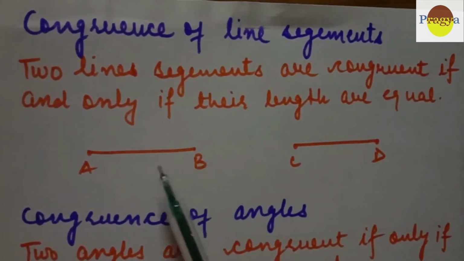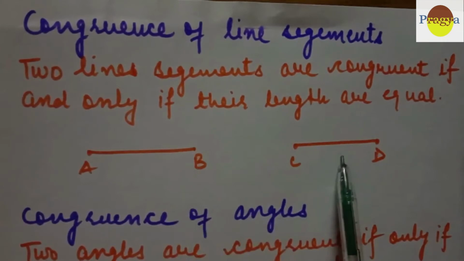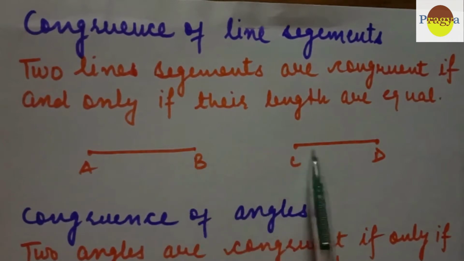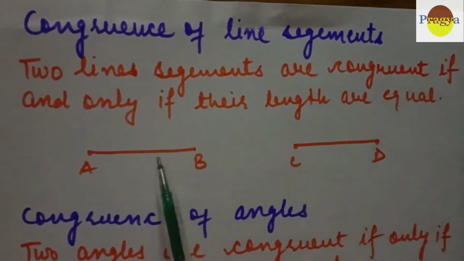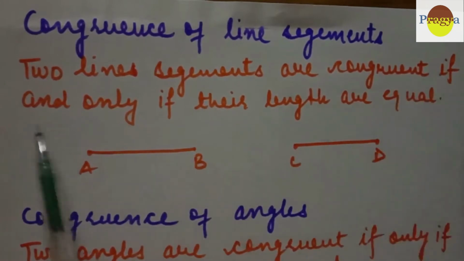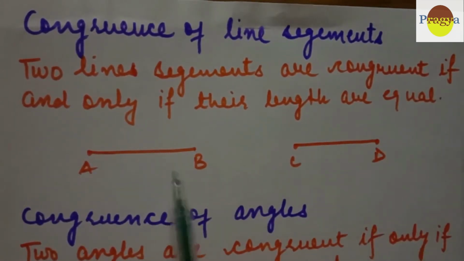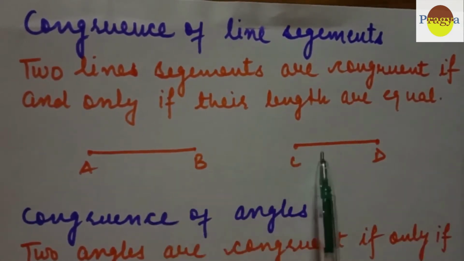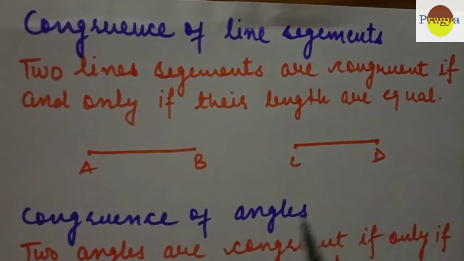Vice versa, if it is already given that these two line segments are congruent, then definitely we can say that the lengths of these two sides are equal. So we call it vice versa also. Two line segments are congruent if and only if their lengths are equal. If the length is equal, then definitely they are congruent. So this is the congruency of line segments.